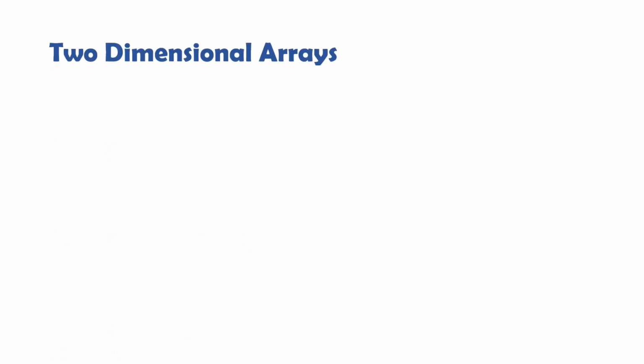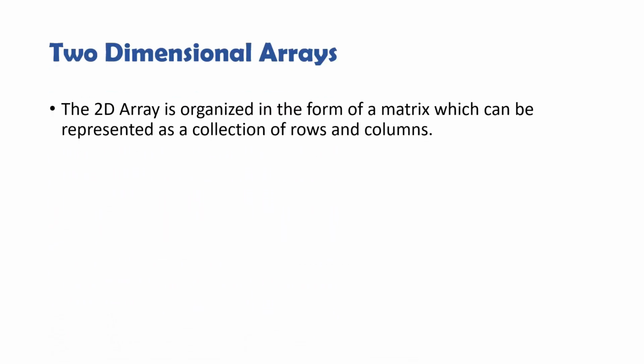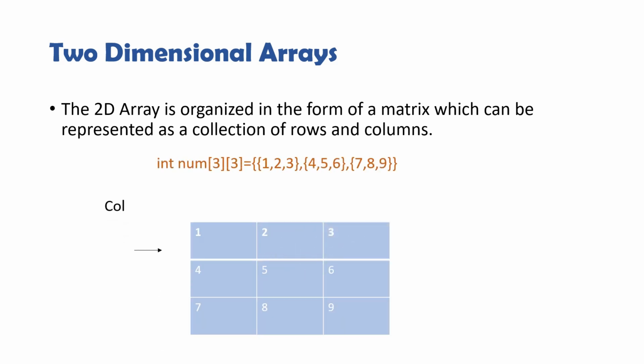First, we have the two-dimensional array. The 2D array is organized in the form of a matrix, which can be represented as a collection of rows and columns. Here is the example. Here you can see we have 3 rows and 3 columns. And we have 2 subscripts that define the number of rows and the number of columns of the elements in an array. The elements 1, 2, 3 form the first row, 4, 5, 6 form the second row, and 7, 8, 9 form the third row.